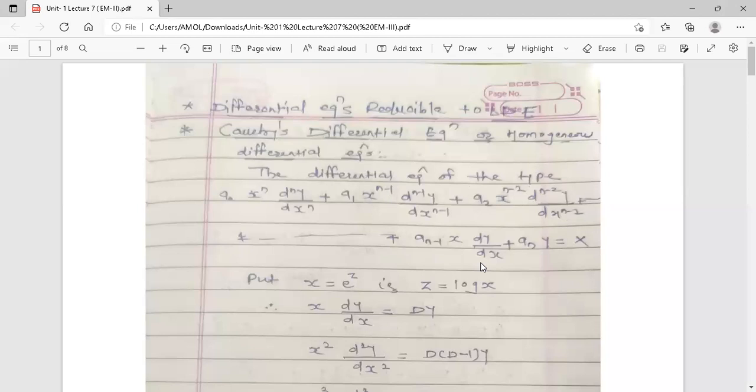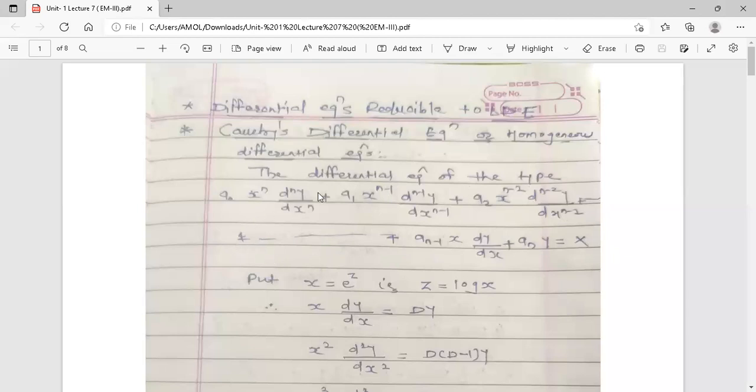Means in every term the derivative is present, and with that derivative term there is a polynomial function also, and the degree of the polynomial function is equal to the order of the differential coefficient present in the term. And in the RHS there is a function of x. So this type of equation is called Cauchy's differential equation or homogeneous differential equation.